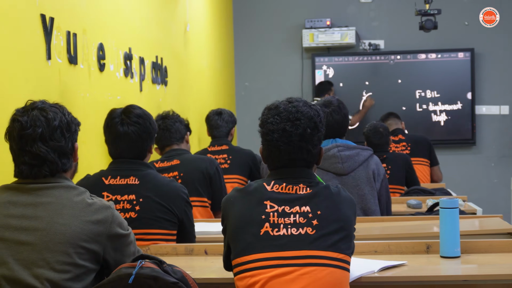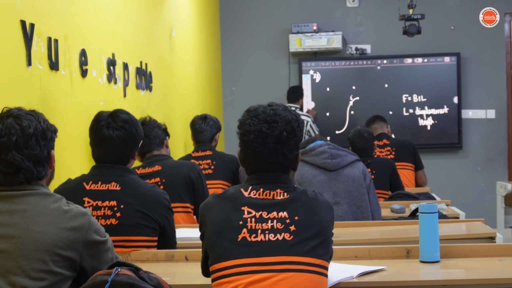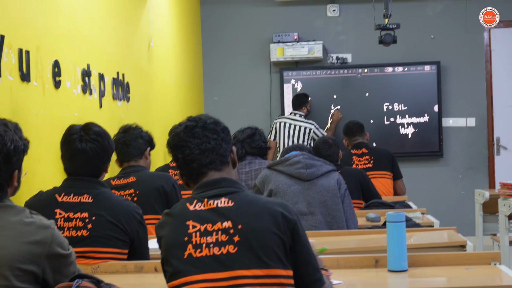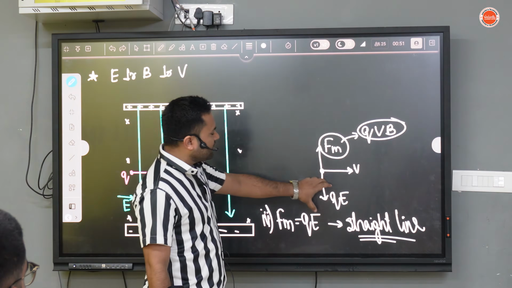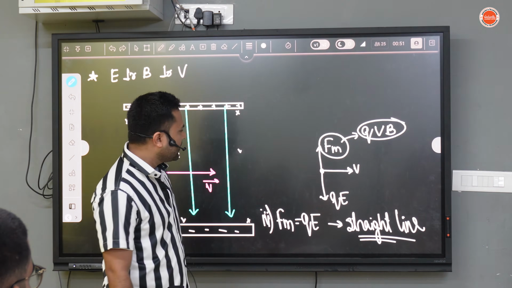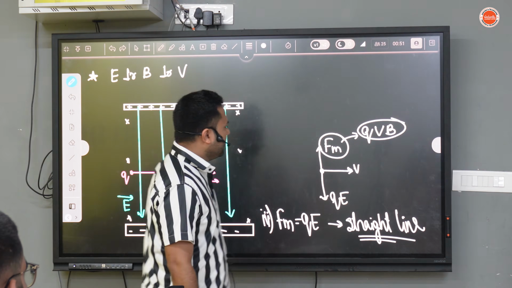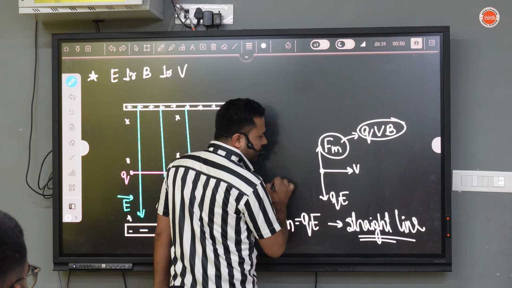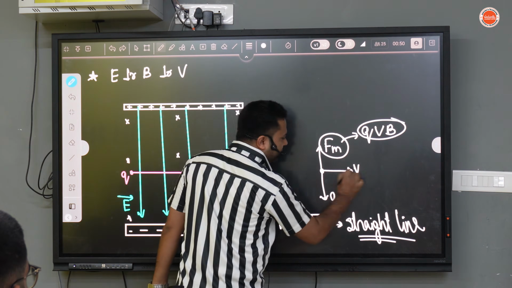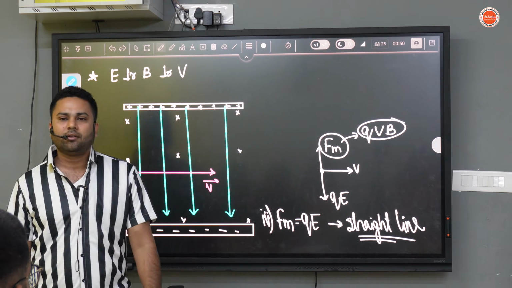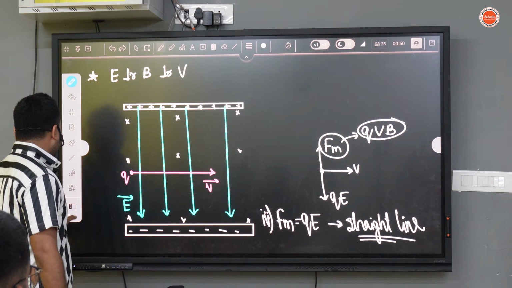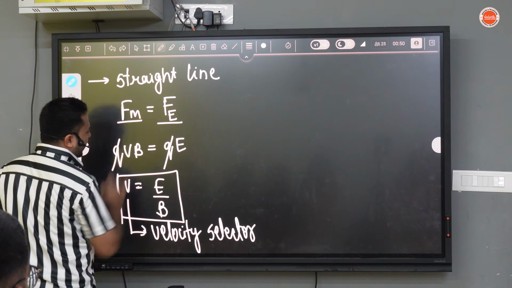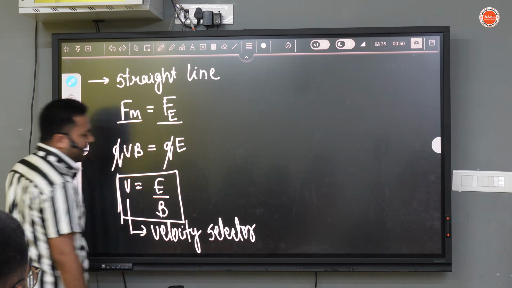How we got this formula? We got this formula when I told this Fm is equals to QE. Means this magnetic force is equal to the electrostatic force. When these two forces are equal, what will happen? No net force on the charge. If no net force is on the charge, the particle will continue to move in the straight line. Okay. When we arrange this formula, Fm equals to Fe, QVB equals to QE, Q cancel. So V is coming out to be E by B.